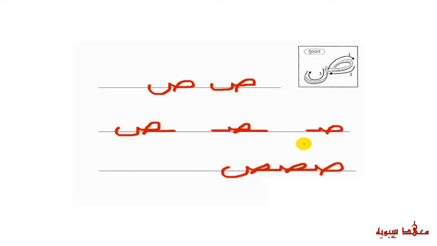So that's the letters joined together. And we have the dhaad, which is exactly the same. The difference is the dot. So the dot is put just there. And we'll just do that. So that's the dhaad.